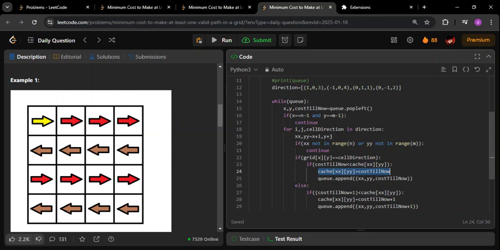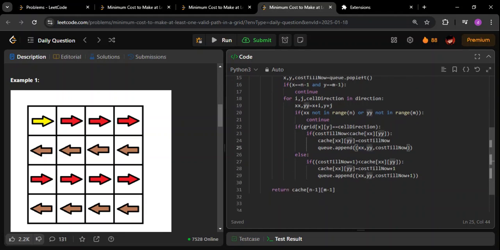So cache of double x double y is equal to cost till now. Okay, and then I'm going to append this value. What is this value going to tell me? This value is going to tell me that we are now visiting double x double y with this particular cost. This cost and this cost are same because we are following this. Double x double y is following the direction given in grid of x comma y. For that reason, the cost incurred to reach double x double y will be same as the cost incurred to reach x and y. As simple as that, right? I hope you are getting this point.